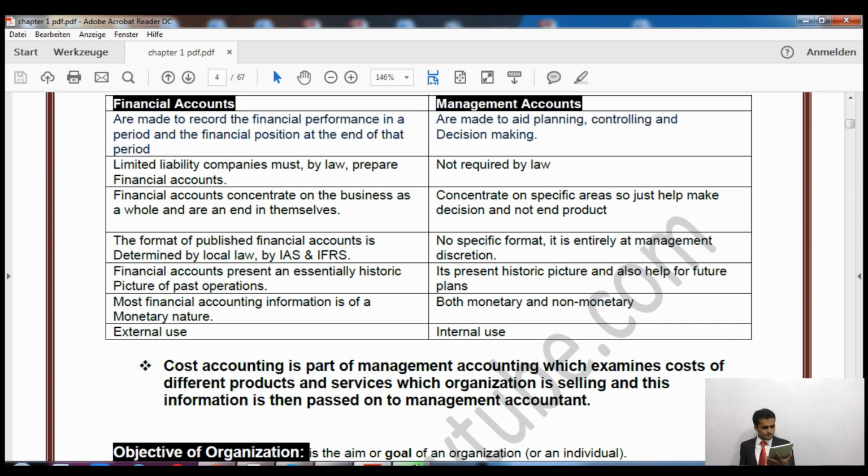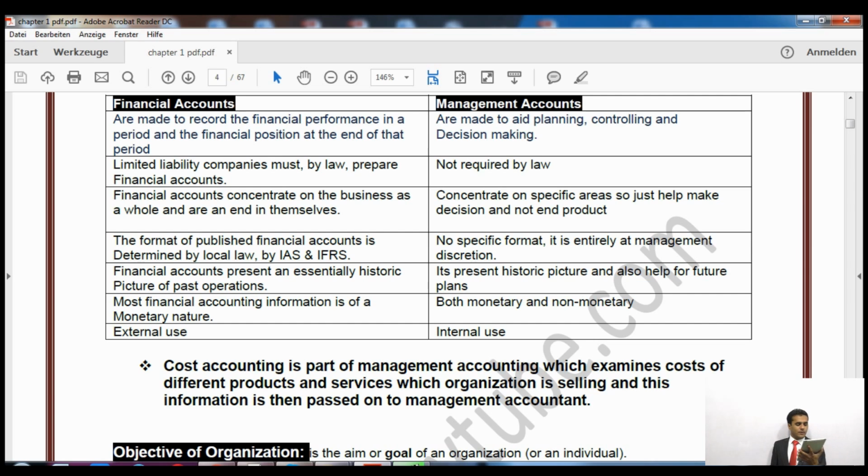So management accounts are not an end product. However, we have to make decisions based on them. Next is the format of published accounts. Published financial accounts are determined by local law, which is IFRS, International Financial Reporting Standards and International Accounting Standards. However, in management accounts there is no specific format; it is entirely at management's discretion.